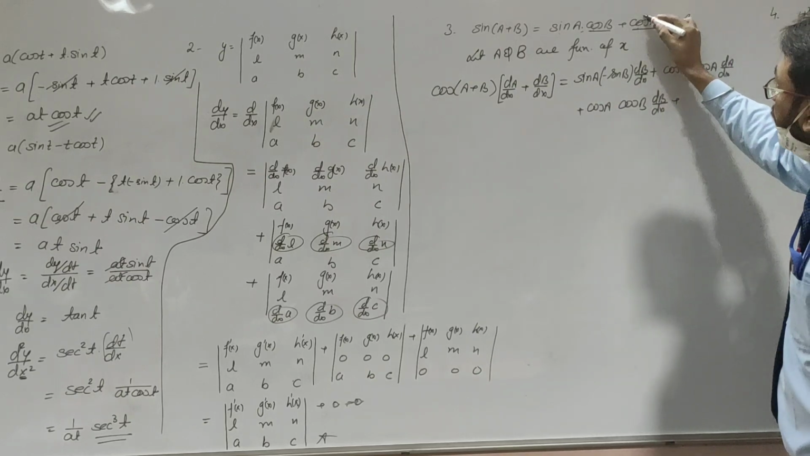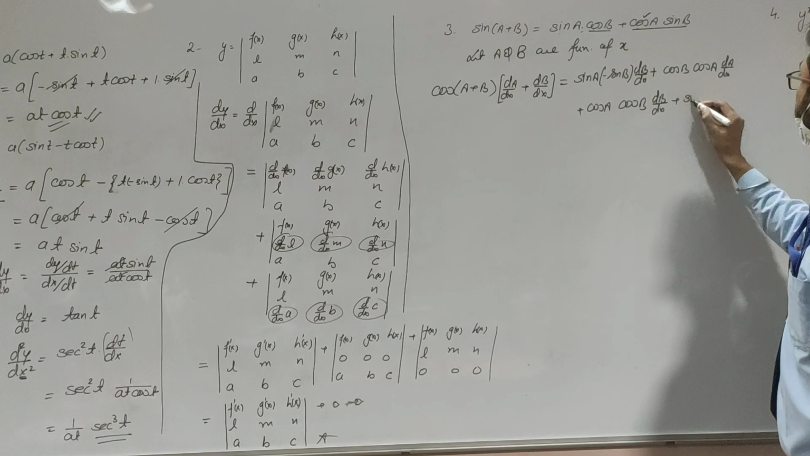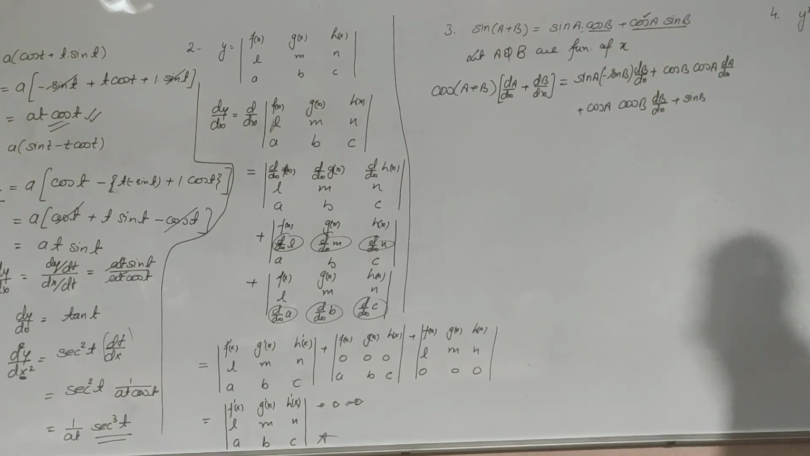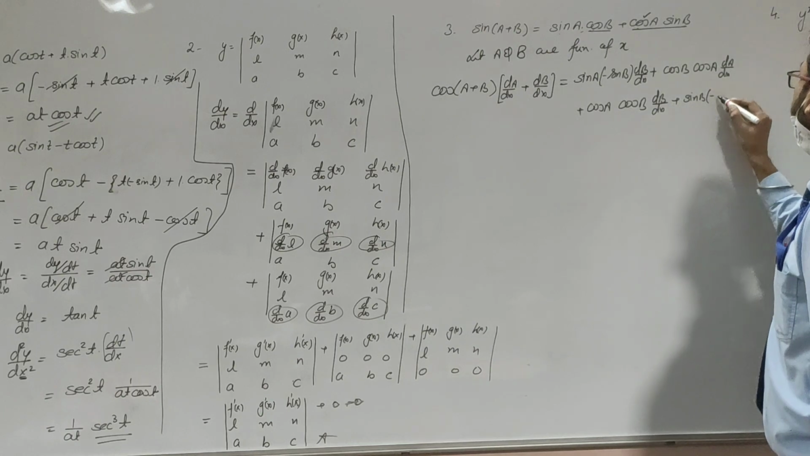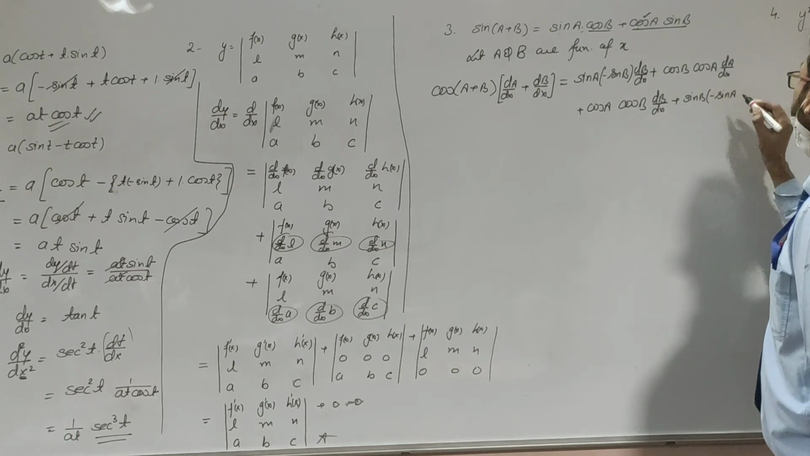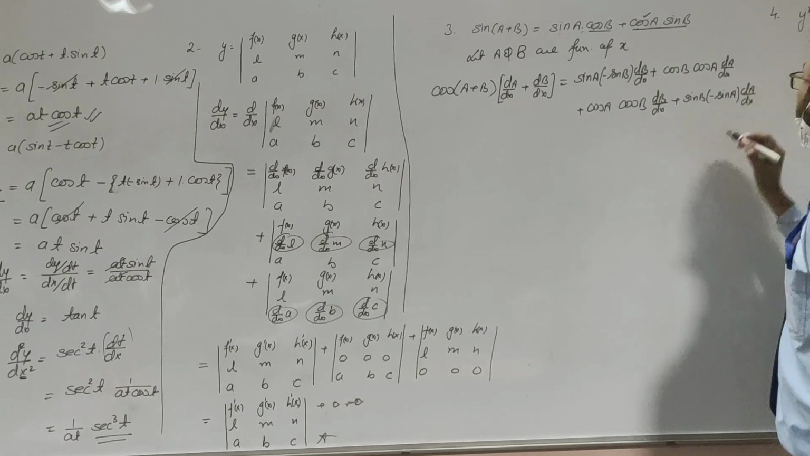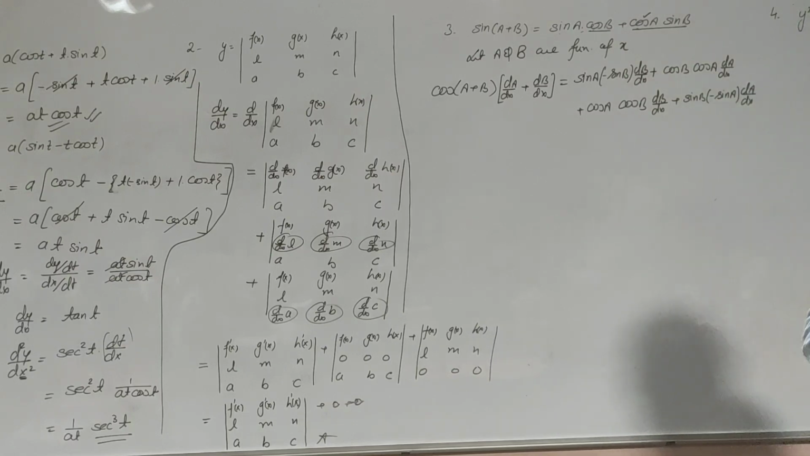Now we need to differentiate it. So sin B will be as it is. The differentiation of cos A will be minus sin A, then differentiation of A will be dA/dx. So I suppose it is very clear.